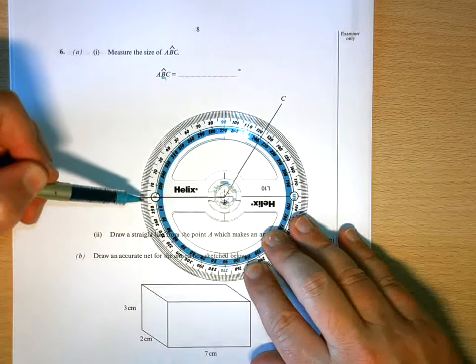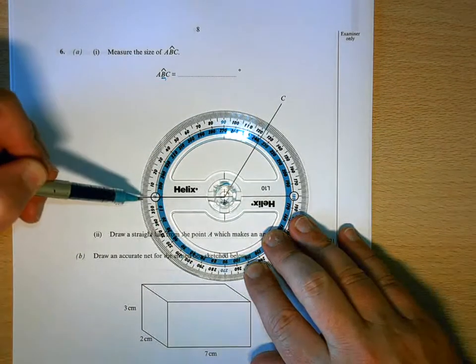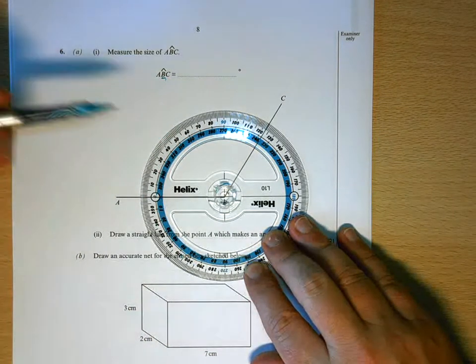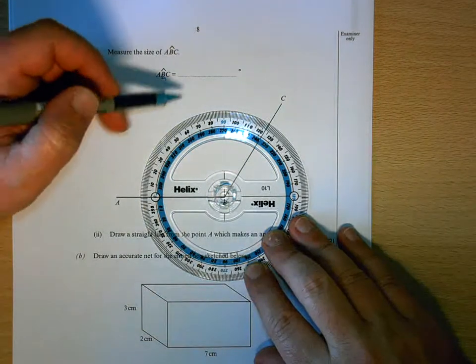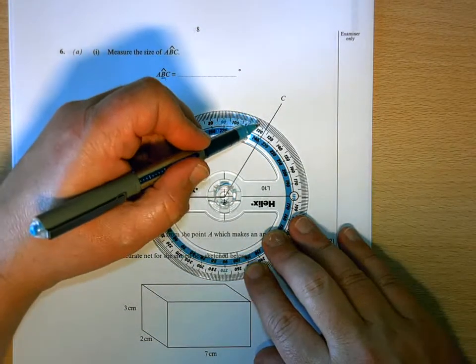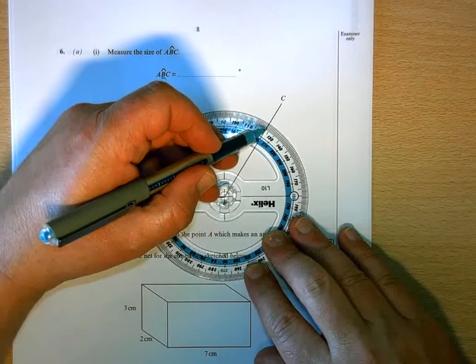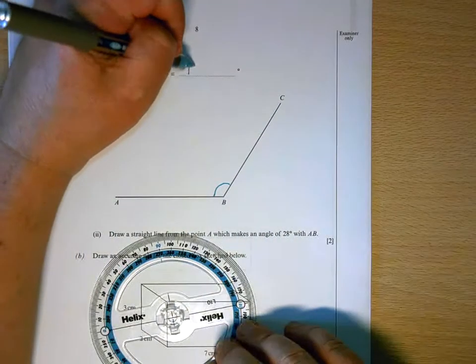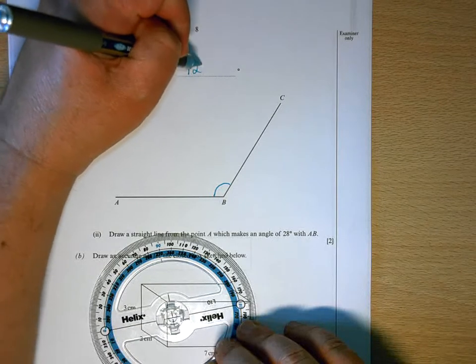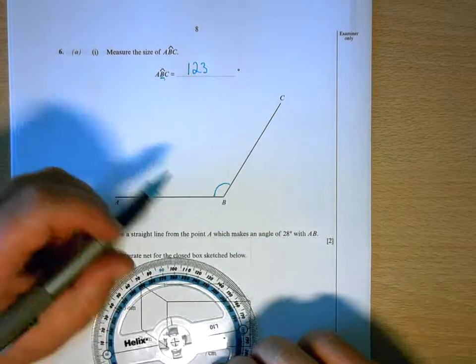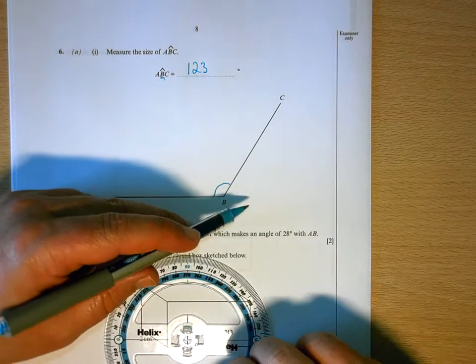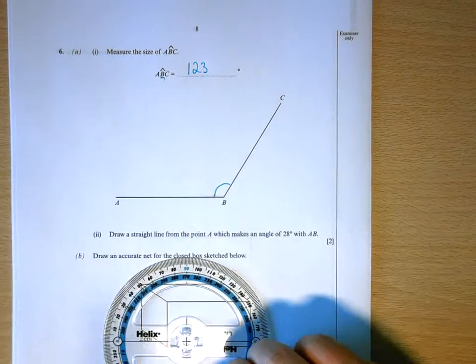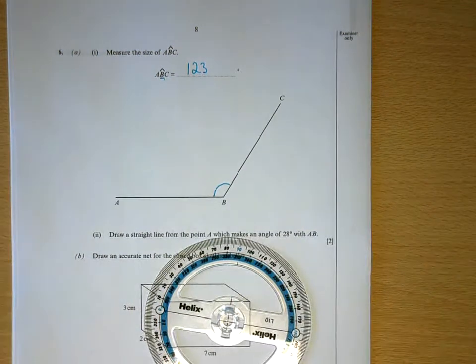So if that's 0, 10, 20, 30 is the outside scale on my angle measurer, which takes me around to 120, 123. So my guess of 160 was a bit out, but I did say that it's going to be between 90 and 180. That is between 90 and 180, so I'm quite happy that that's going to be correct.